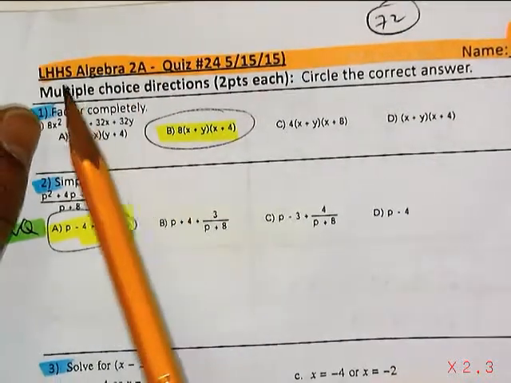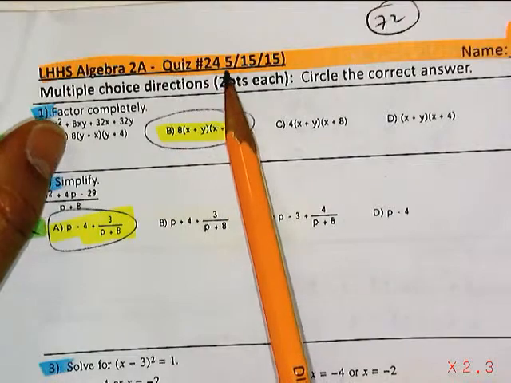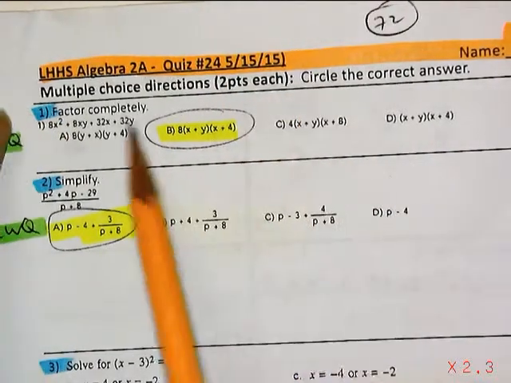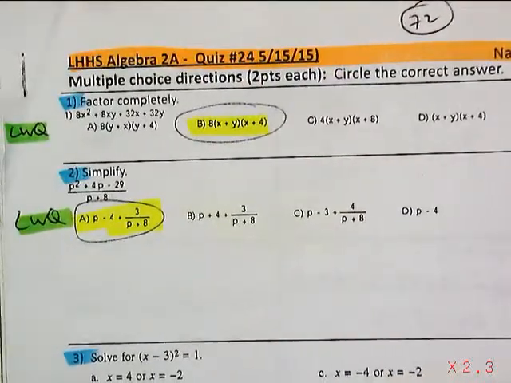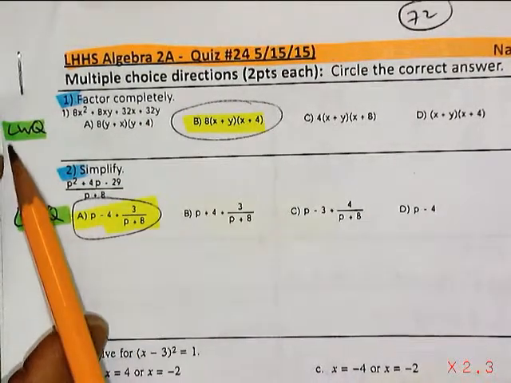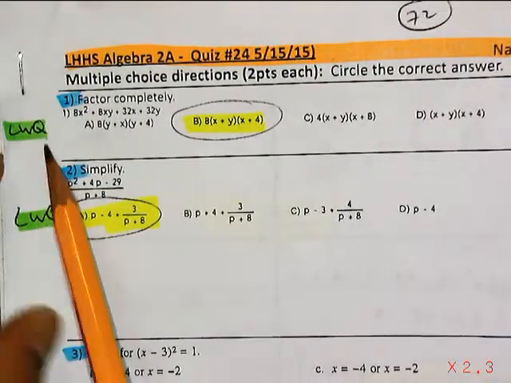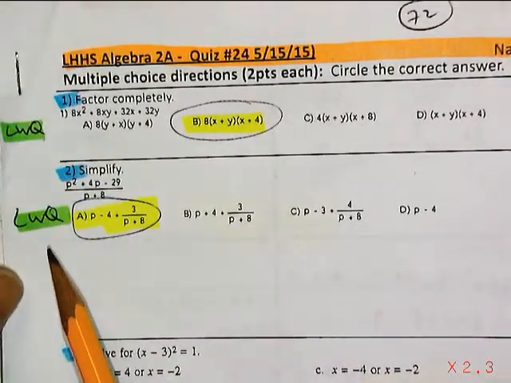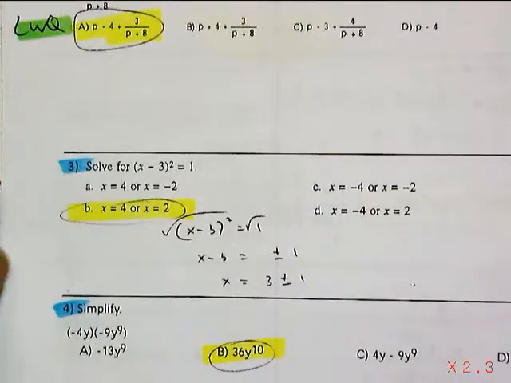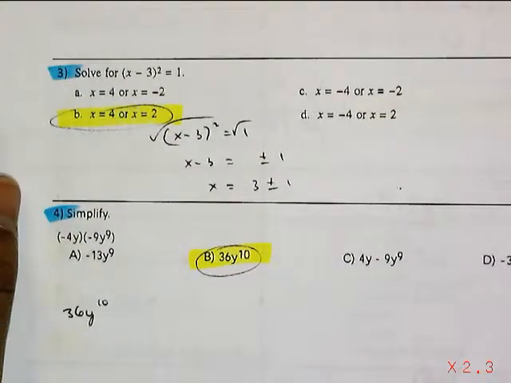These are the quiz corrections for quiz number 24 on May 15, 2015. Question number 1 says factor completely. You can look back at this, it was on last week's quiz, quiz number 23. Same thing with question number 2.